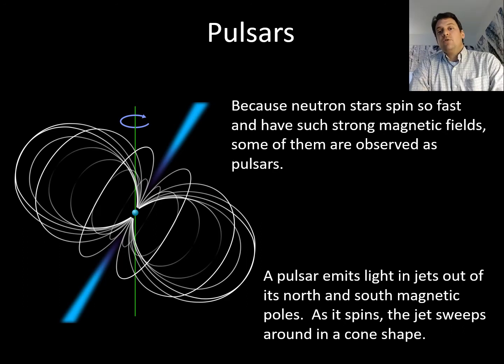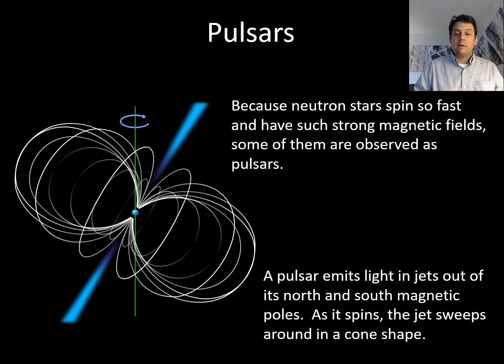So because neutron stars spin so quickly and they have such strong magnetic fields, some of them are observed in the form of something known as pulsars. If it seems weird that we've named this thing a neutron star, but now we're going to call it a pulsar too, the reason is that pulsars were observed before we knew what they were. And so eventually we realized that it was just neutron stars that were giving rise to these pulsars.